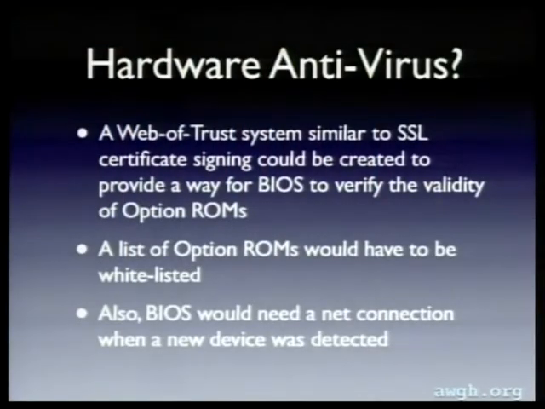So one possible solution that occurred to me would be to set up a web of trust system similar to the way SSL certificate signing works, where you could whitelist option ROM firmwares that were known good by some trusted authority, and have a secure repository on the local network where machines, when they started up, could check in with the repository, verify the signatures of their option ROMs, and then only run verified code. This probably isn't feasible on a large scale, but it might be a good idea for a government installation or a power plant, where the rules of computer use are a bit different than the general population.